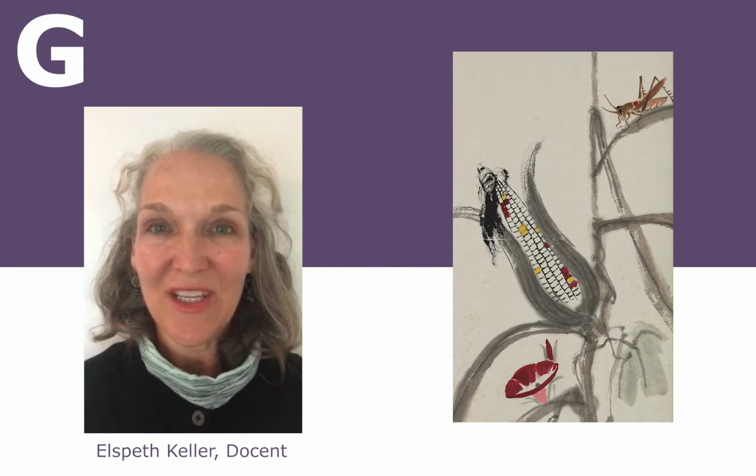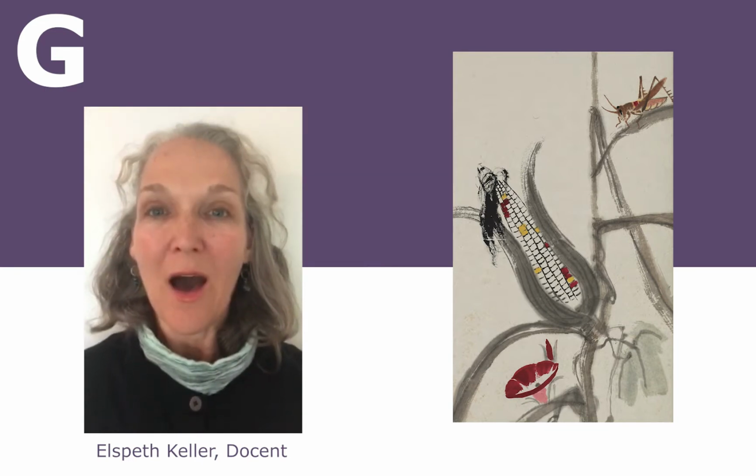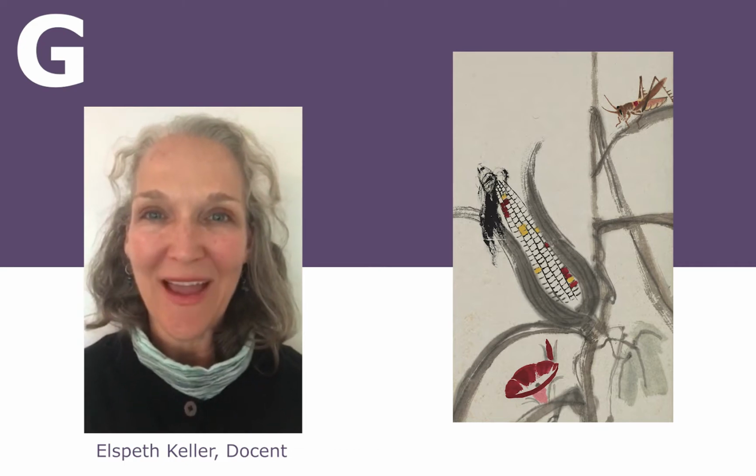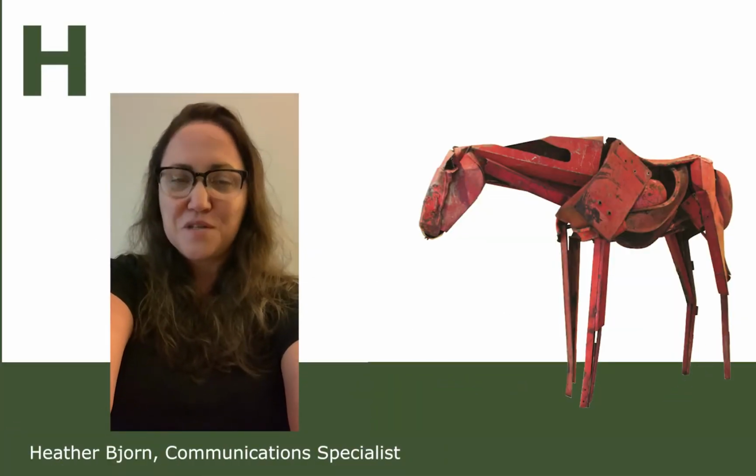G. G is for grasshopper. A garden wakes up. What will the grasshopper do next? H. H is for horse. This horse was made from metal that was once part of a tractor. Where do you find both horses and tractors?